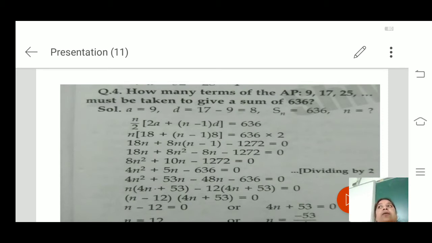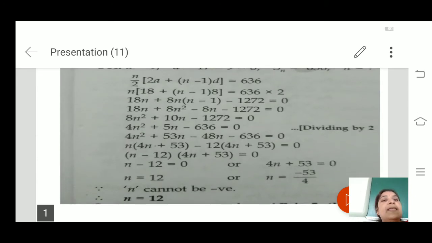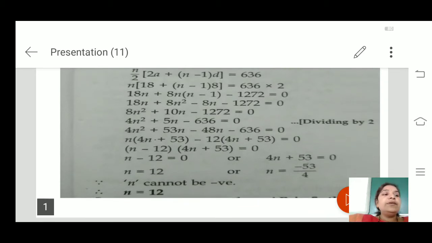Now Sn, that is 636. We want to find value of n. Now simply we are using formula for Sn, that is n by 2 in bracket 2a plus n minus 1 into d, that is 636 already given to us. Simplify this, we are getting one quadratic equation, that is 4n square plus 5n minus 636 equals to 0.